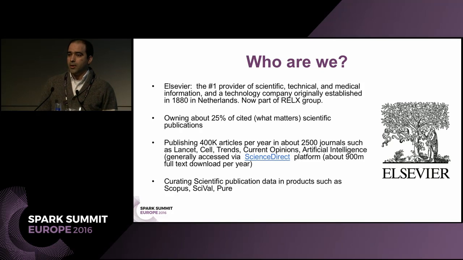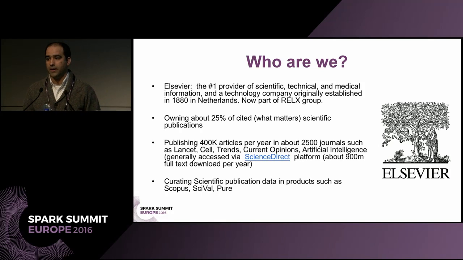Elsevier publishes about 400,000 articles per year in about 2,500 journals. Some of them you may know, like Cell, Lancet, Current Opinions, Artificial Intelligence, and so on. These publications can be accessed individually via the journal website or via our main platform, Science Direct, which has about 1 billion full text downloads per year.